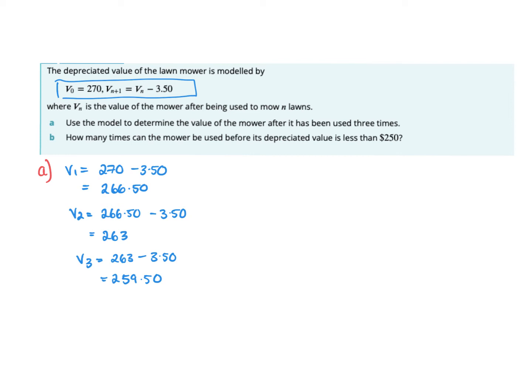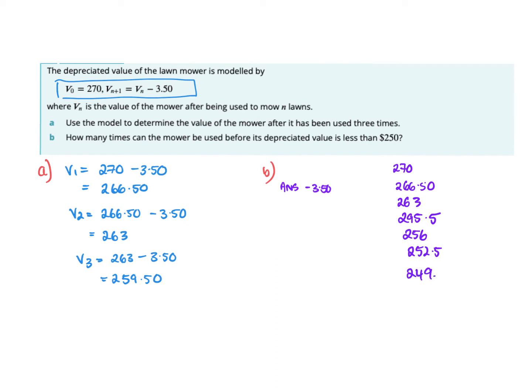So how many times can it depreciate before it gets to less than 250? With this B, this would be one where you just shove it in your calculator. So we would have 270, then we'd be doing that answer minus $3.50, and we'll just keep smashing it out until we get to, sorry, 252.5, and then we get 249.